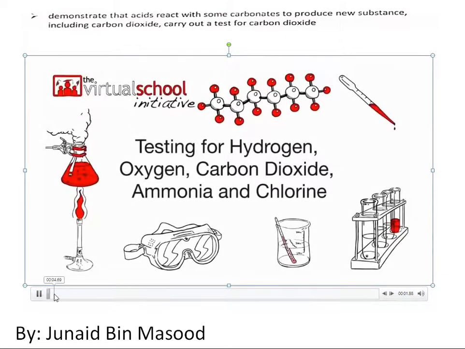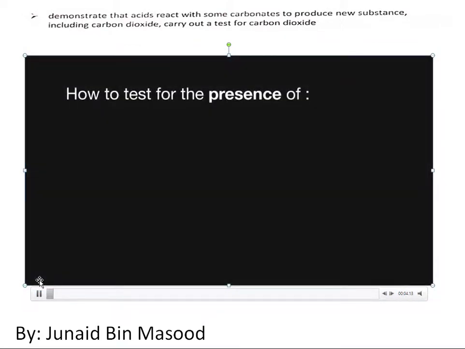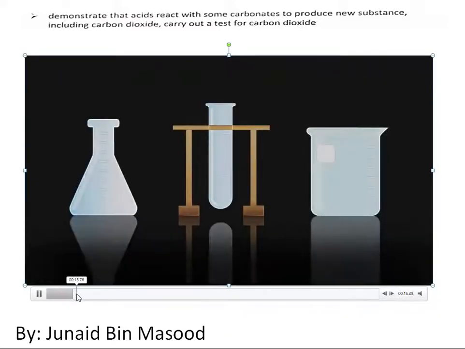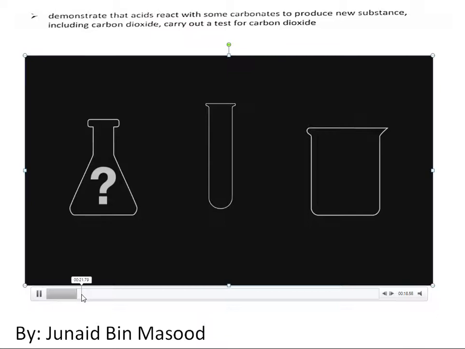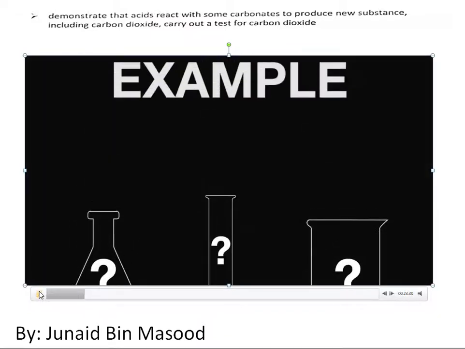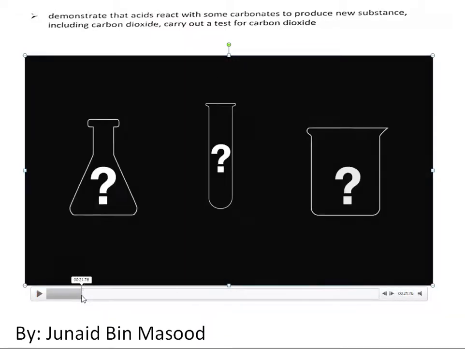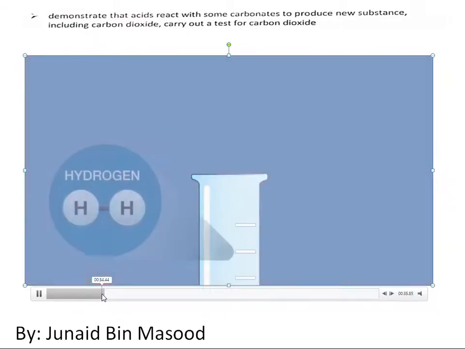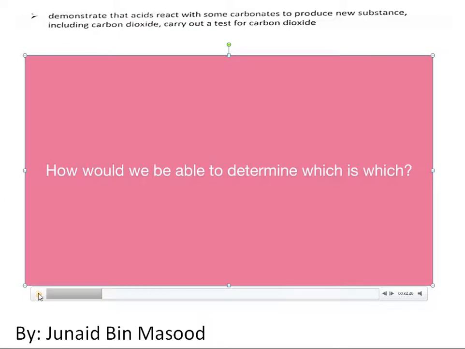So here you will understand how to test for the presence of hydrogen. This is the laboratory, and these are the equipment. You must know what these are. This is a conical flask, this is a test tube, and this is a beaker. Now, moving ahead, first of all, you have to test for hydrogen. How would you be able to determine whether it is hydrogen or which gas?